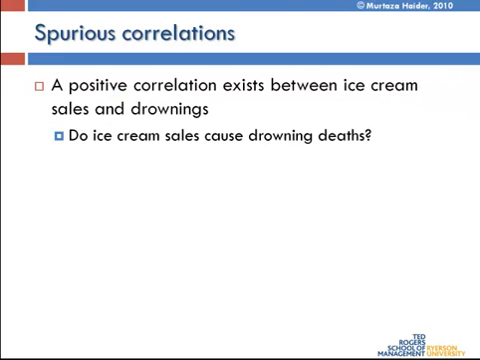Now there's something else that is called spurious correlation, and a spurious correlation means that something else is responsible for the phenomena that you're observing. I'll give you an example. A positive correlation exists between ice cream sales and drownings. That is, people who die while swimming. And the question is, do ice cream sales cause drowning deaths?